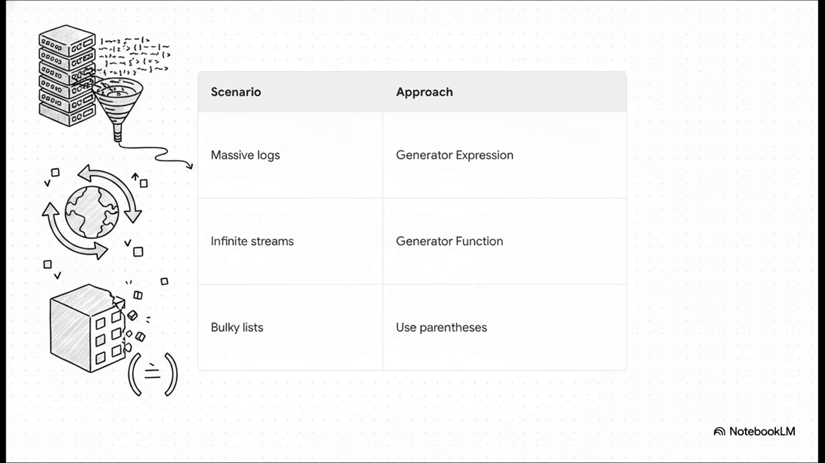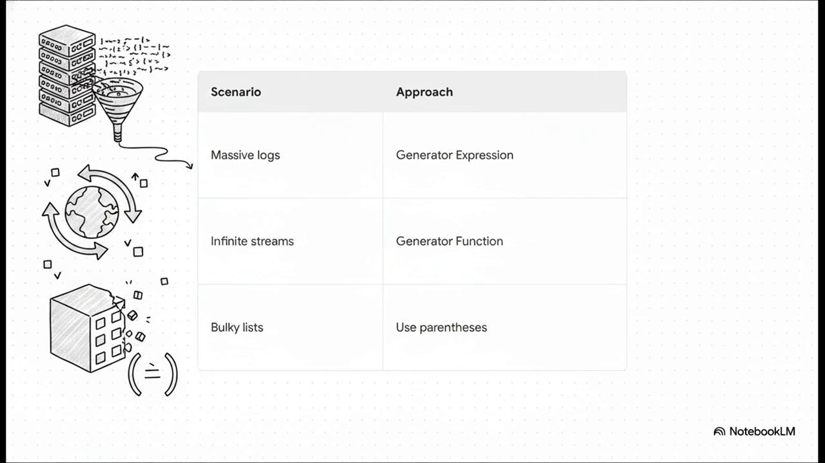Instead of crashing your computer trying to load all of it into a single list, you use a generator expression to read it dynamically, line by line. Second scenario, processing infinite data streams. Imagine pulling data from a live stock market ticker. The data literally never stops coming, so mathematically, you just can't store it all in a list. You have to use a generator function with yield to process that stream as it arrives.